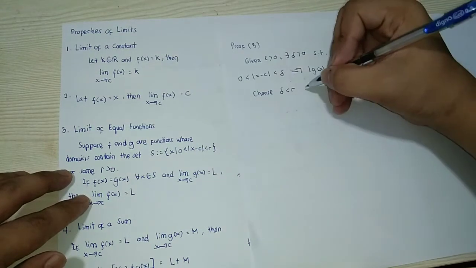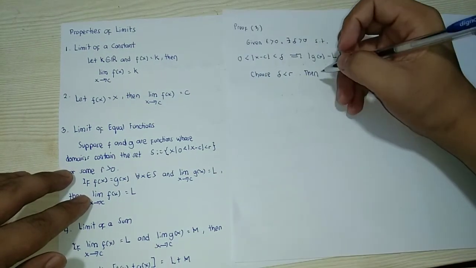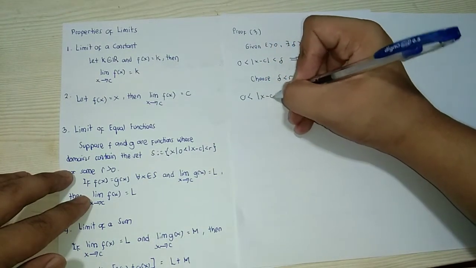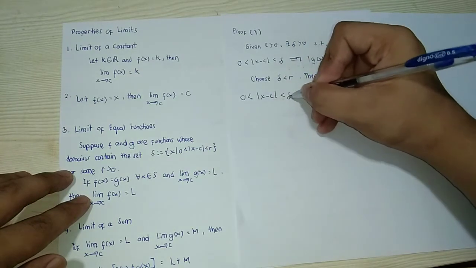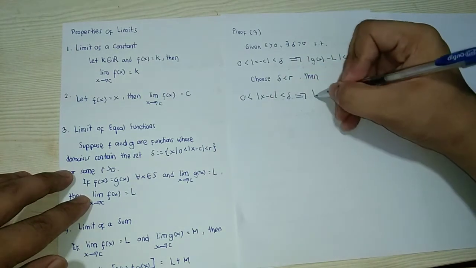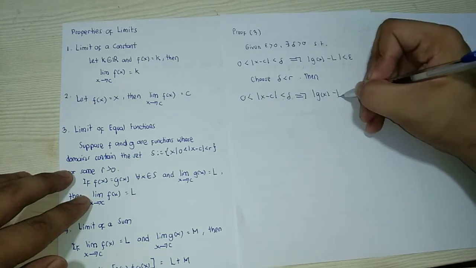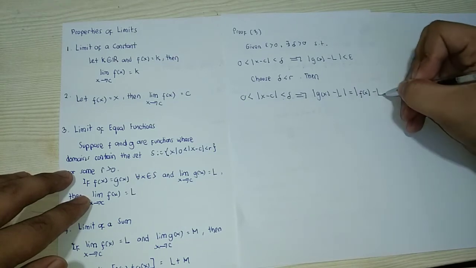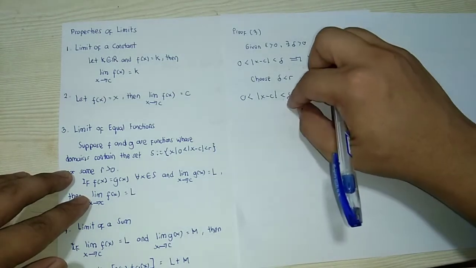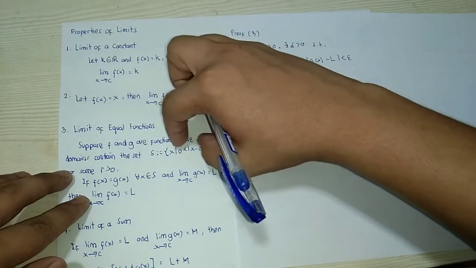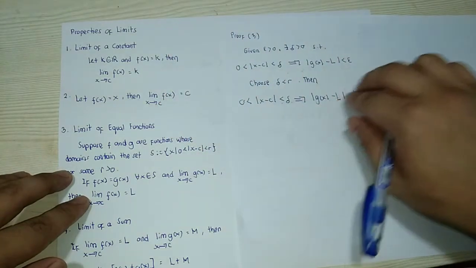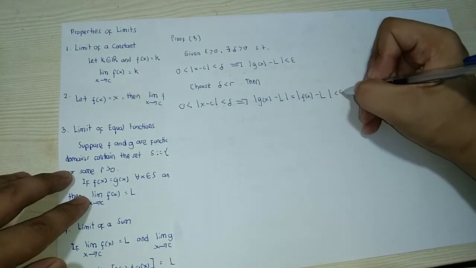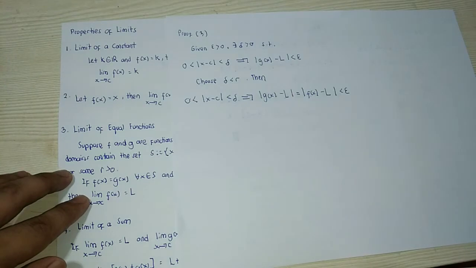So then, yung 0 less than absolute value of x minus c less than delta implies now that the absolute value of g of x minus L is equal to absolute value of f of x minus L, because we choose delta to be less than r, which is somewhere between dito sa S. So, pwede nating magamit yung equality ng functions, and that is less than epsilon. So, that proves property number 3.